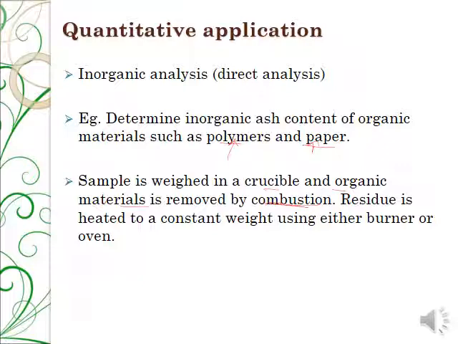So we burn these two samples here. The organic material will be removed through volatile species, for example, H2O, nitrogen. So what remains behind is the inorganic ash. That residue is heated to a constant weight using either a burner or oven.